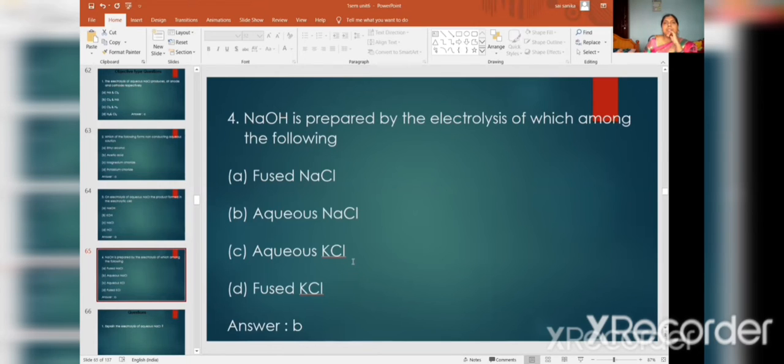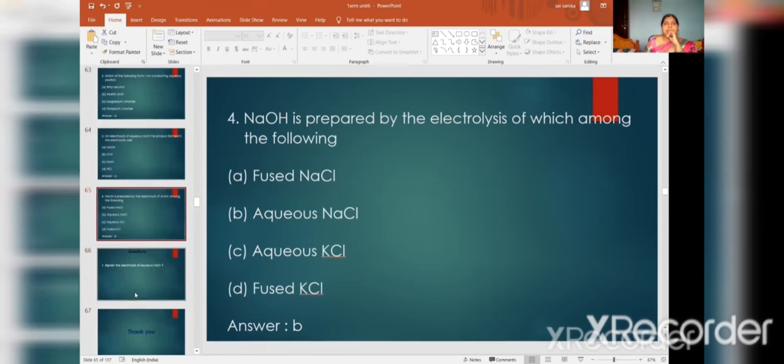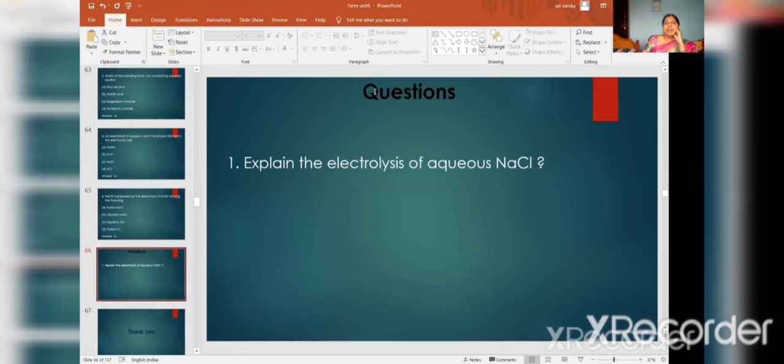This type of objective questions you may expect from this topic in your entrance. Next, what type of questions will you expect from this topic? We discussed only one topic in this period, so the same direct question: explain the electrolysis of aqueous NaCl.